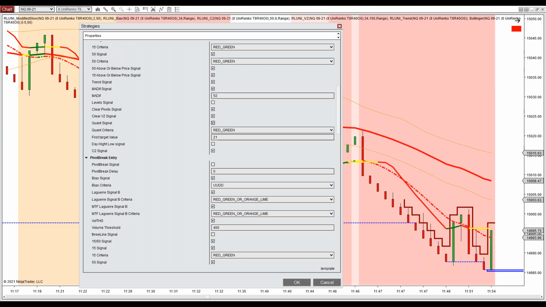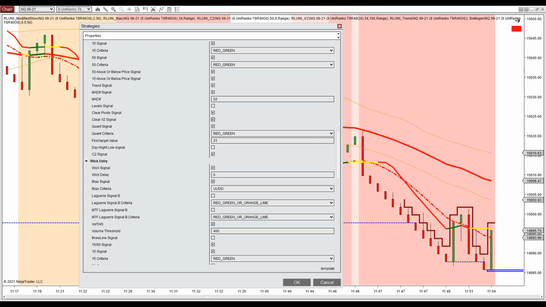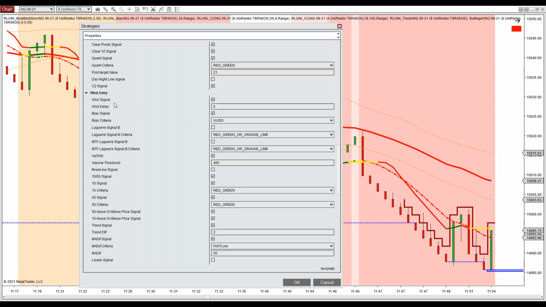Now, this is really telling the system when it's going to trade, and we're only taking one trade here. We used to have 3, but we really have narrowed it down. Sometimes more is not better. We're just taking the wick entry.